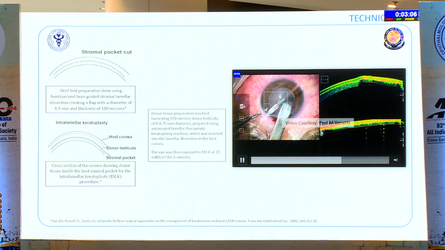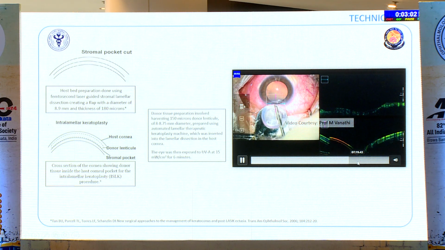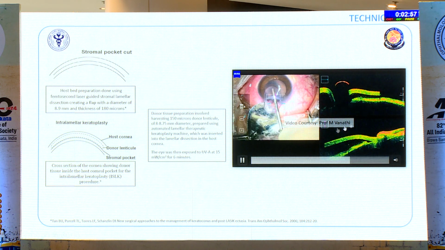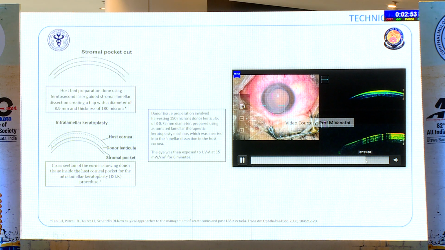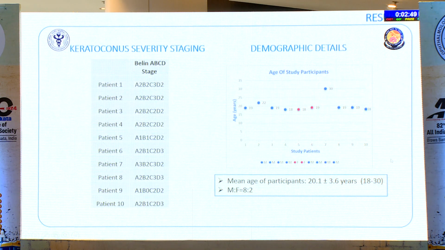This was done using a lamellar dissector, and then we put in the lenticule, we slide it inside, and then we flatten it out. Following this, as the lenticule settled, we subject the eye to accelerated collagen cross-linking. So this is the table that shows the keratoconus severity staging as per the Belin ABCD stage. And most of the patients were in the mean age of 20 years.